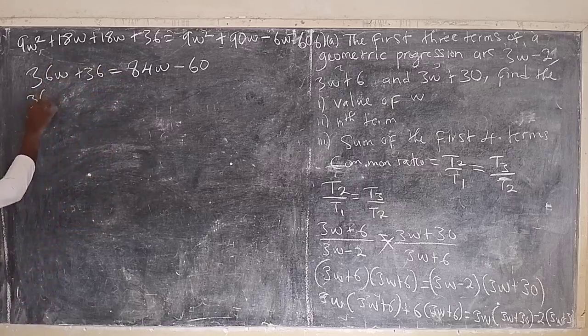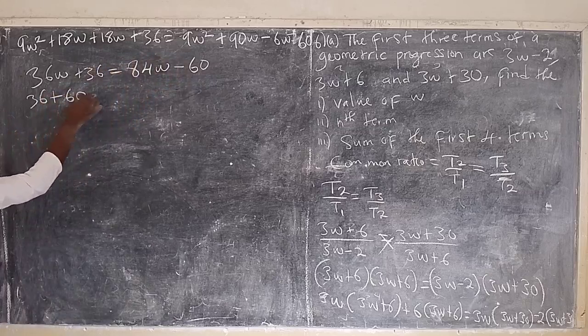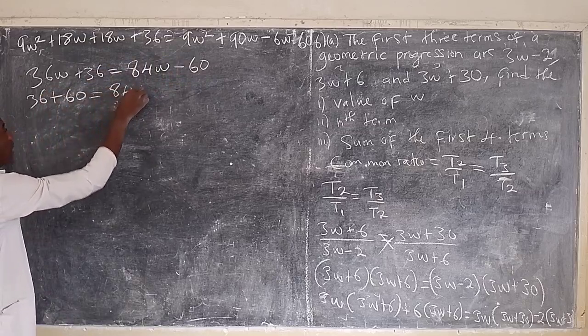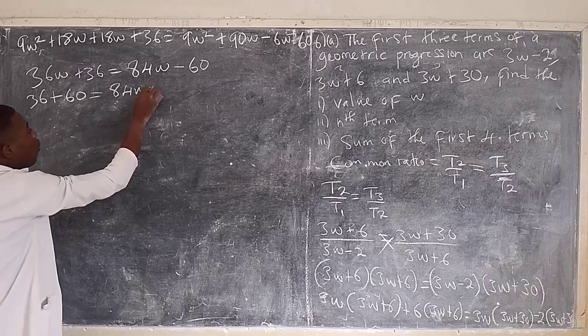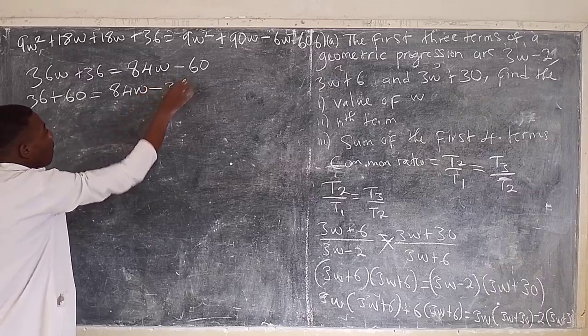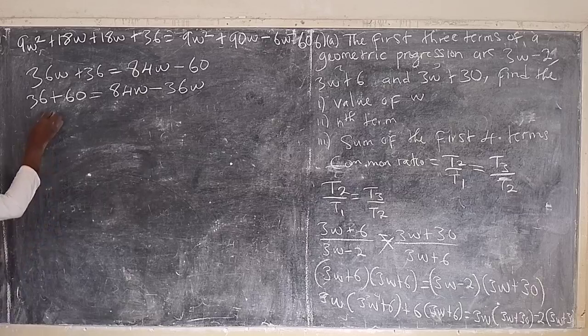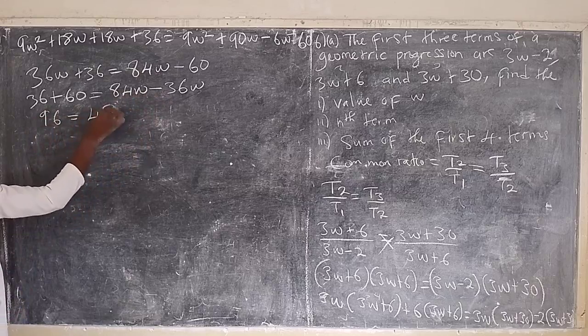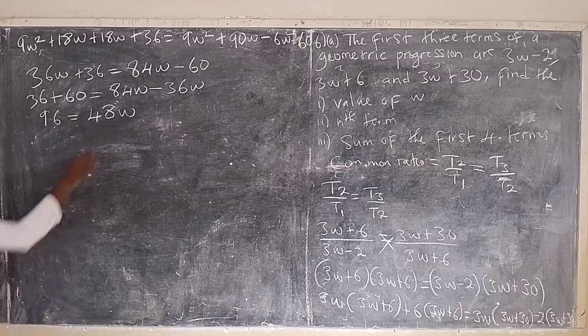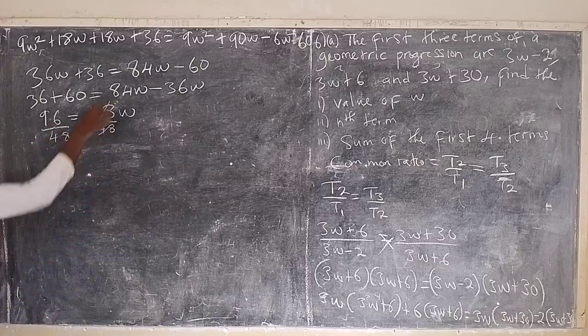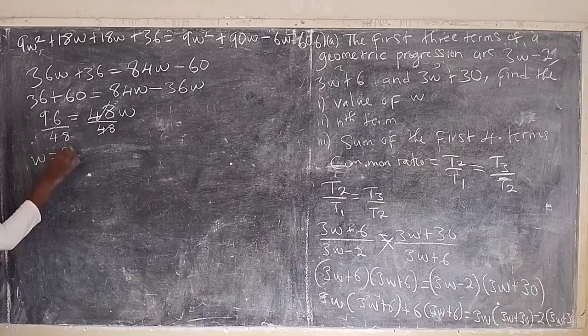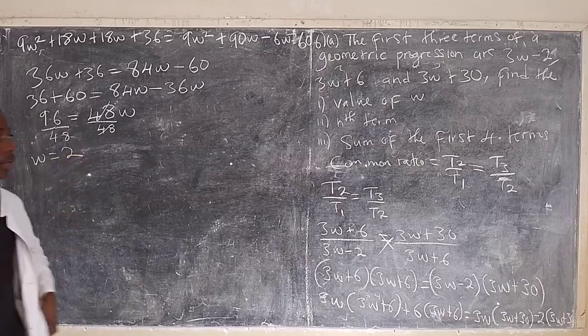So we are going to say 36, this number will cross to the other side, we have plus 60 should be equal to 84w, then 36 will subtract this, we have minus 36w. When we do this, we are getting 96 should be equal to this minus that, we are getting 84w. Then divide 48 on both sides. Dividing 48 on both sides, we are getting w being equal to 2 as our first answer for the first problem.